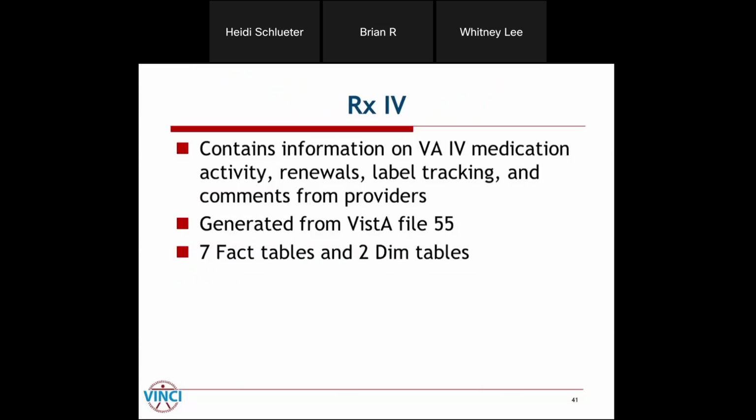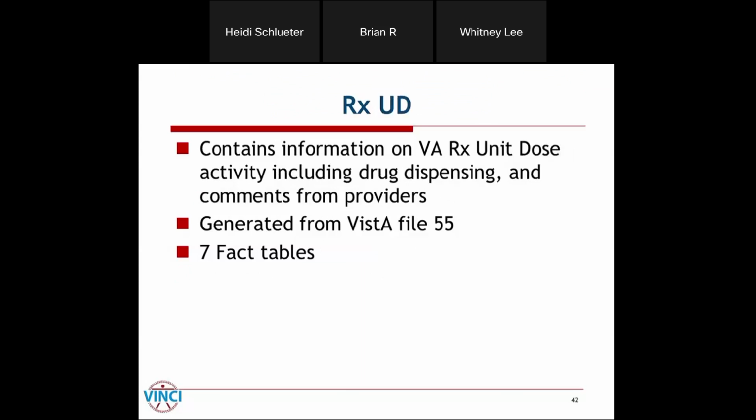We have the RxIV domain. So this contains information on VA IV medication activity, things like renewals, label tracking, and comments from providers. It's generated from Vista File 55, and there are 7 fact tables and 2 dim tables here. We have the RxUD domain. So this is information on the VA Rx unit dose activity, includes drug dispensing and comments from providers. This is generated from Vista File 55 and has 7 fact tables.